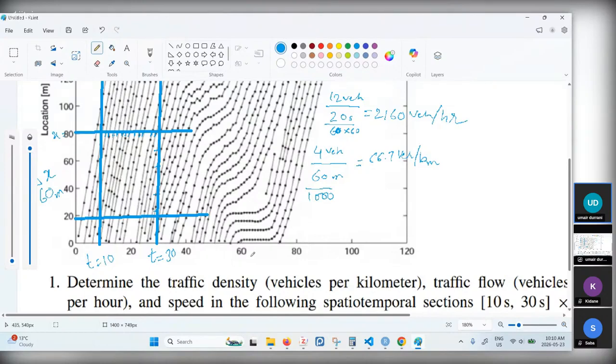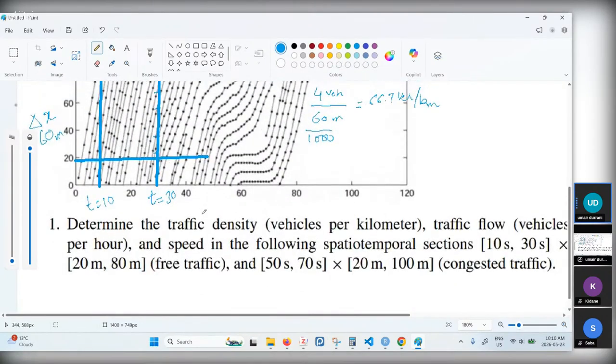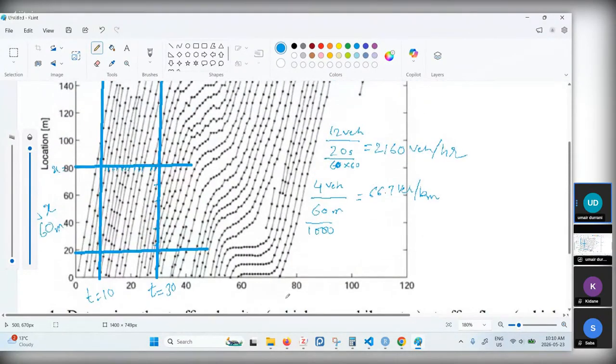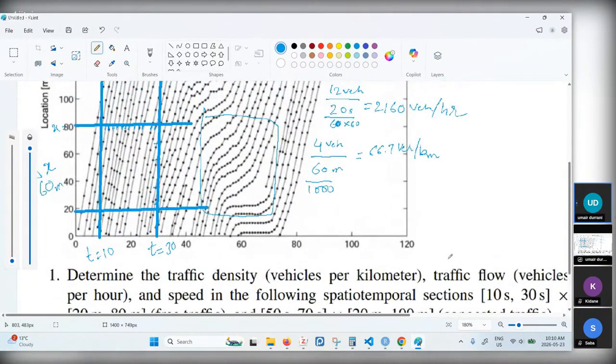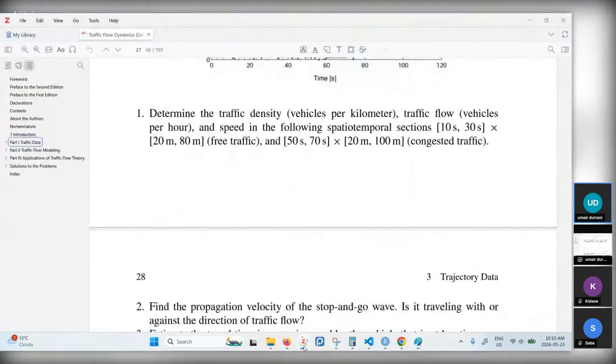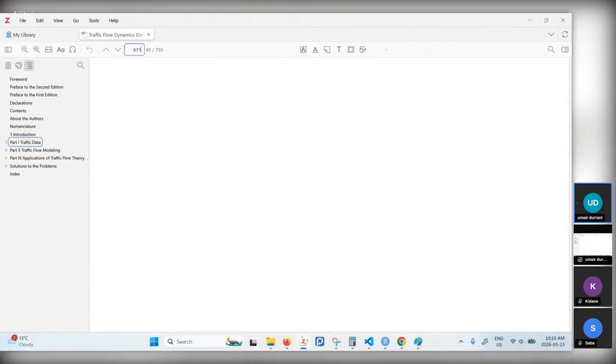So this is the free traffic region, and then the congested region is somewhere here. But to save time, let's look at the result of the free traffic first. The results are 671.